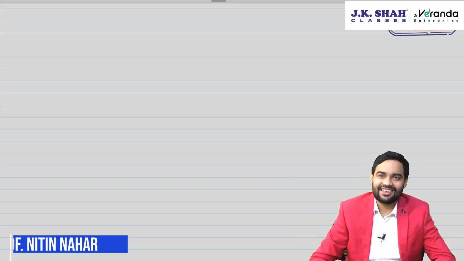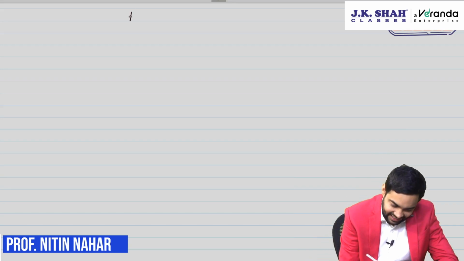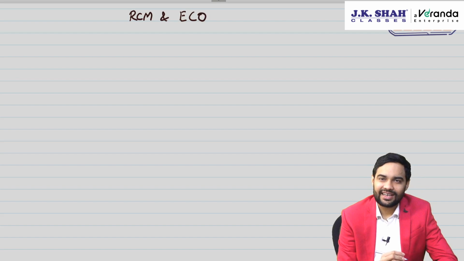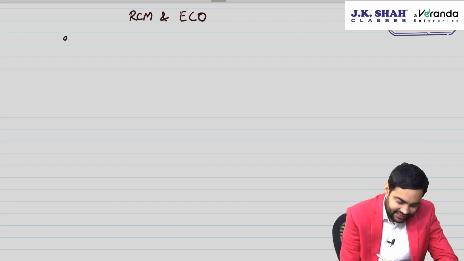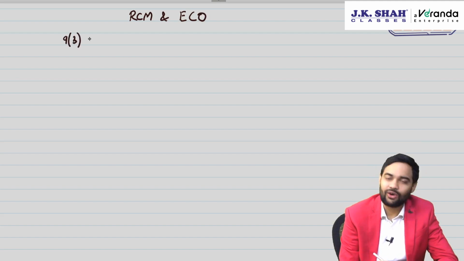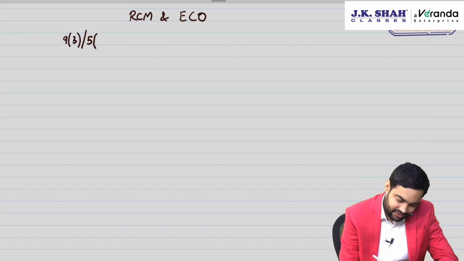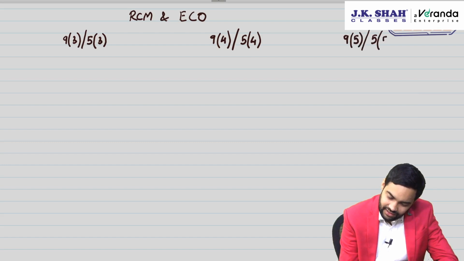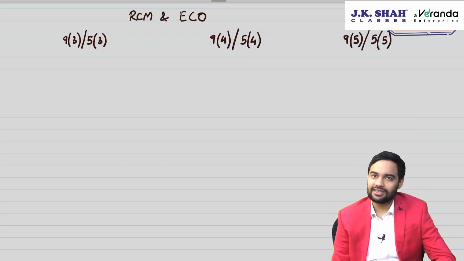Welcome back. Now let's revise RCM and e-commerce operator. Our target will be to discuss three subsections. Section 9 subsection 3 of the CGST Act, the brother of that is 5 subsection 3. Then we have 9 subsection 4, the brother of that is 5 subsection 4 of IGST. And lastly 9 subsection 5, which in IGST is 5 subsection 5.